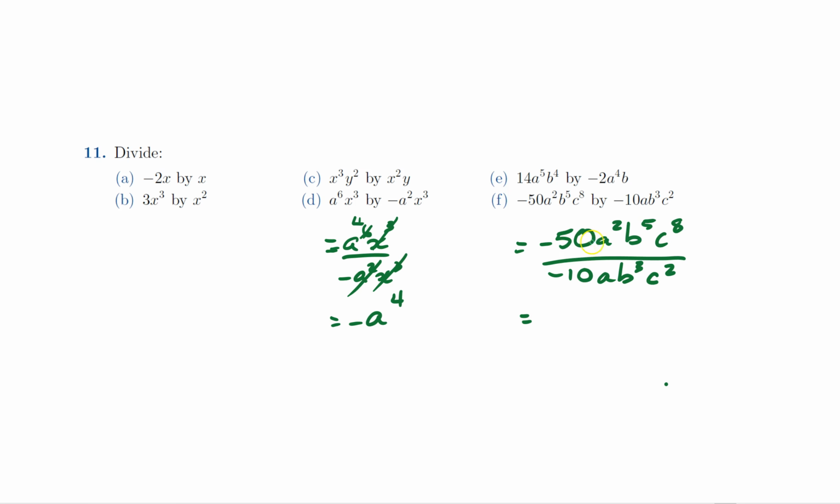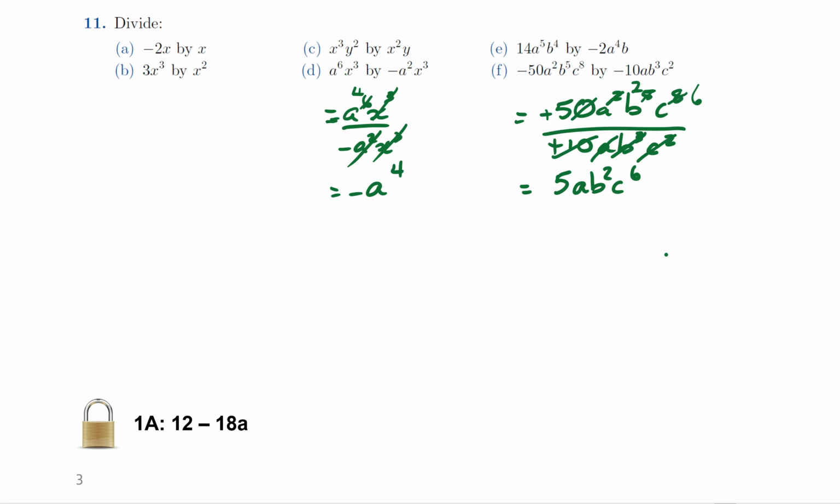So what have we got? Numbers. So the two negatives become positive if you like. The 10 goes into the 50 5 times. This a will go out with one of these. These 3 b's will go out to leave 2 of those. And these 2 c's will go out to leave 6 of those. So altogether, we've got a 1 on the bottom because everything is cancelled out. And we've got 5ab squared c to the 6th up the top.